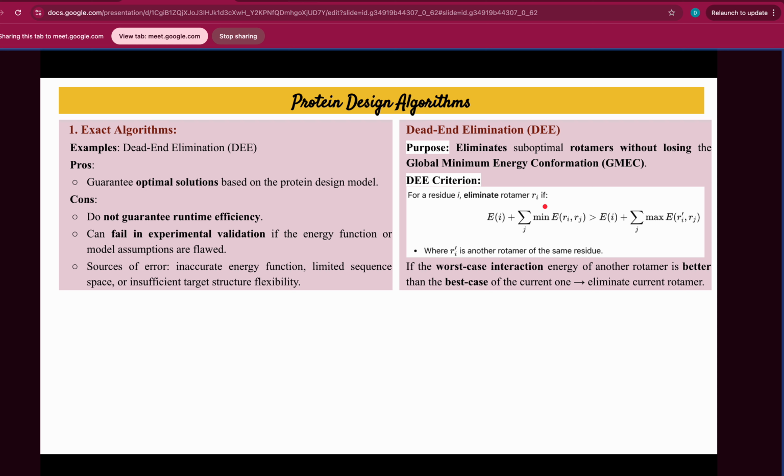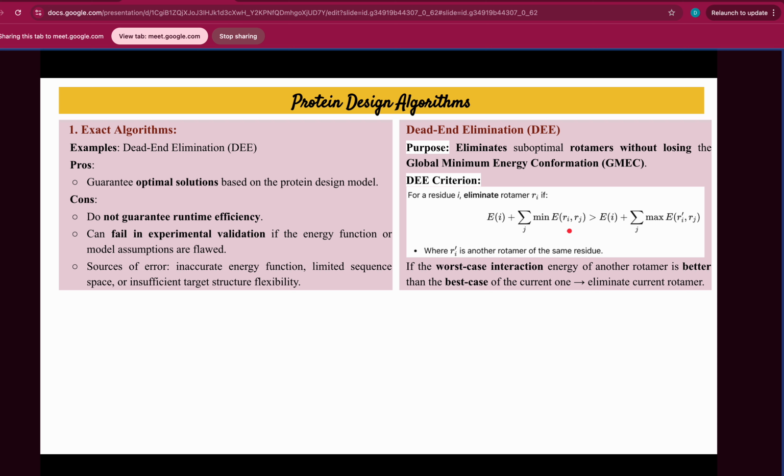We eliminate this Ri because our global aim is to get the minimum of the energy. So Ri prime is another rotamer of the same residue which will be selected because it has lower energy than the Ri form. If the worst case interaction energy of another rotamer is better than the best case of the current one, then we will eliminate the current rotamer, because for the current rotamer we were looking for the minimum of the energy among those interactions, whereas in the case of R prime I we were looking for the max of energy. That means max energy is the worst case.